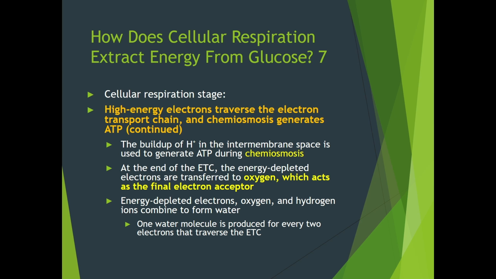The high amount of protons in the intermembrane space moving into the matrix, where there's less of them, will be a passive process, and that passive process is called chemiosmosis. They can move back into the matrix of the mitochondria through ATP synthase, and that will help us generate ATP. Oxygen will be used near the end of the electron transport chain to accept some electrons and protons, and oxygen as the final electron acceptor will help us form water as a byproduct of cellular respiration. One water molecule is produced for every 2 electrons that traverse the electron transport chain.